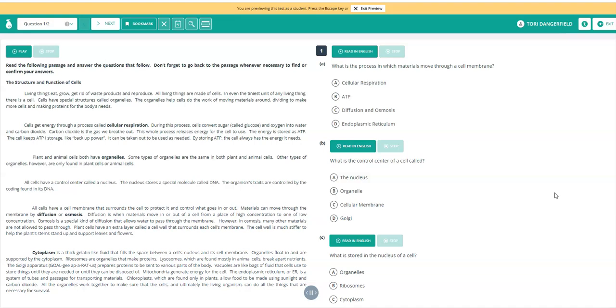The energy is stored as ATP. The cell keeps ATP in storage like backup power. It can be taken out to be used as needed. By storing ATP, the cell always has the energy it needs.